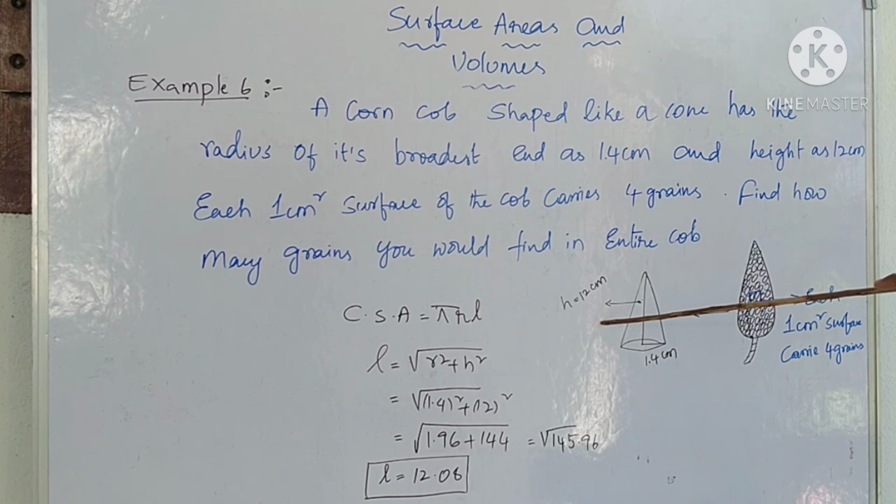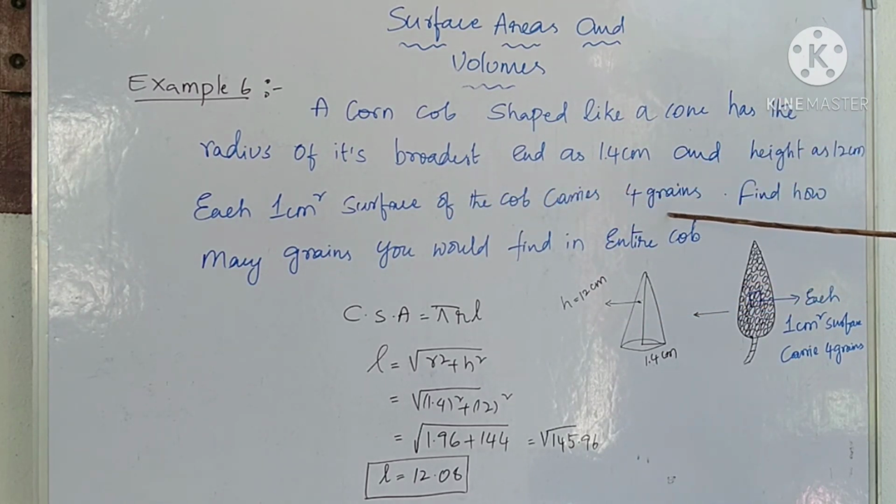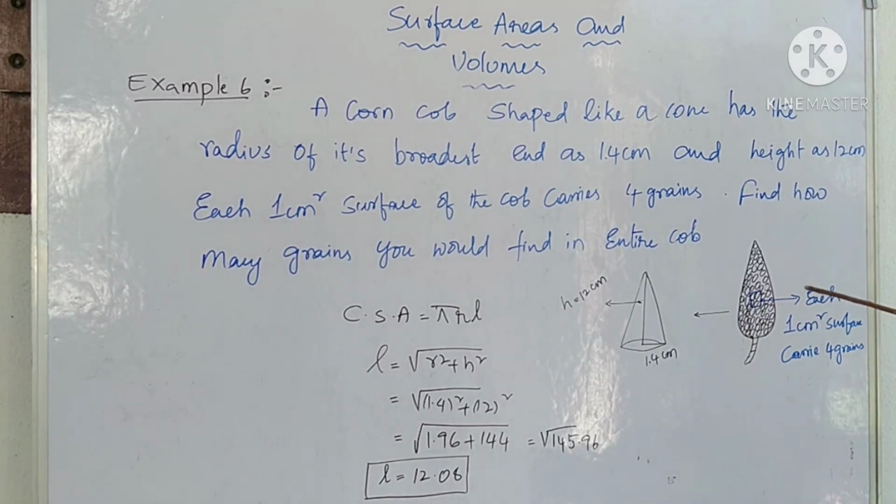Each 1 centimeter square surface of the cob carries 4 grains. Find how many grains you would find in the entire cob. This is our question mark. Find the number of grains in that given corn cob.